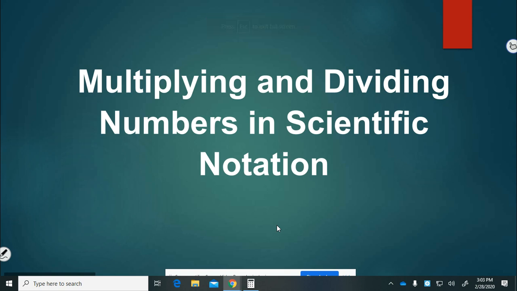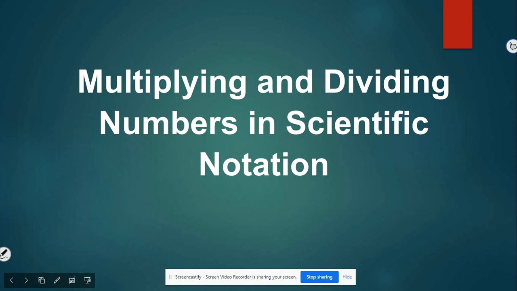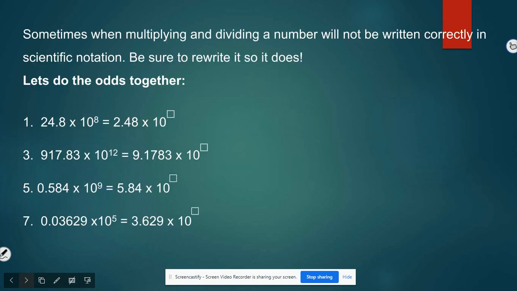Hi, Math 8 students. Today we're looking at multiplying and dividing numbers in scientific notation. Sometimes when multiplying and dividing, a number will not be written correctly in scientific notation. Be sure to rewrite it so it does. Let's do the odds together.